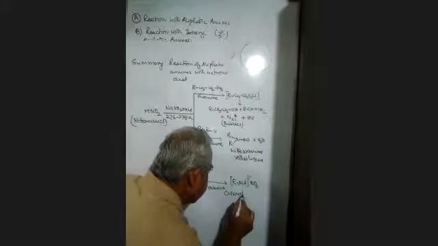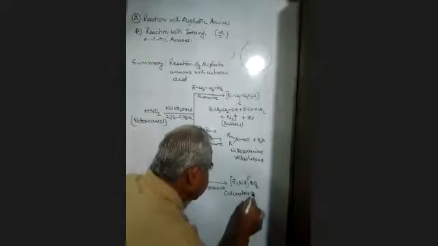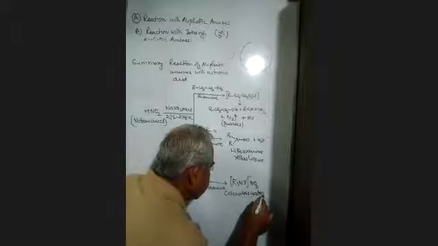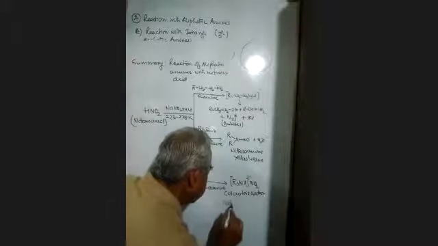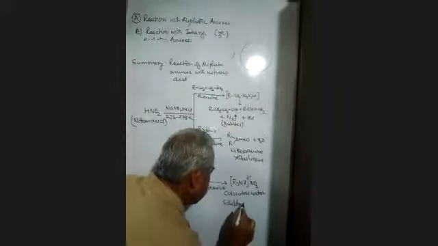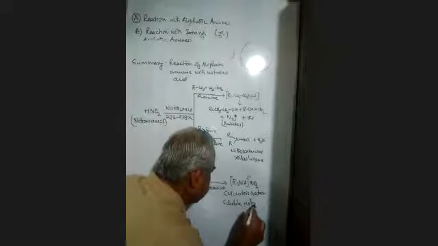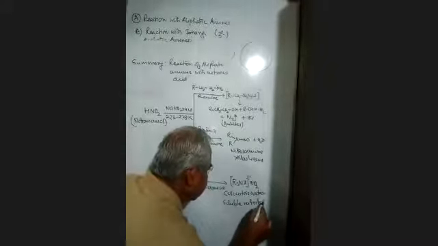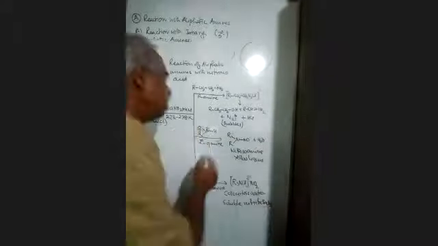Colorless water soluble nitrite salt. This is a summary, because most of the time in exams they ask you the distinction. So it is for primary amine.